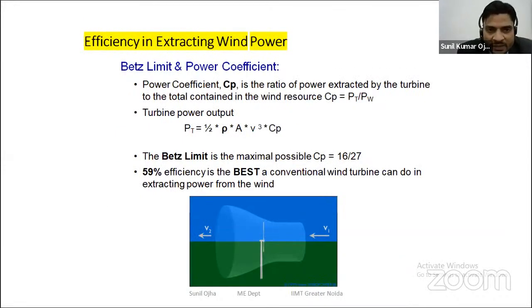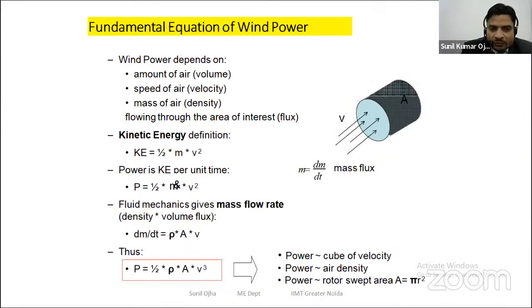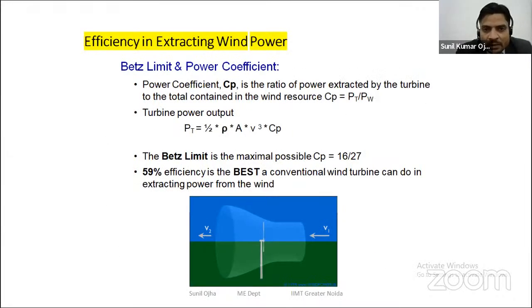Next, how much efficiency do we get in extracting the wind power? Efficiency is nothing but output upon input. The input is the wind power, half rho A v cube, and the output is how much we can extract. That is called efficiency. So power efficiency Cp is the ratio of extraction from the wind. For harnessing the wind energy, we have to install a mechanism called a wind turbine, through which we can utilize the power.